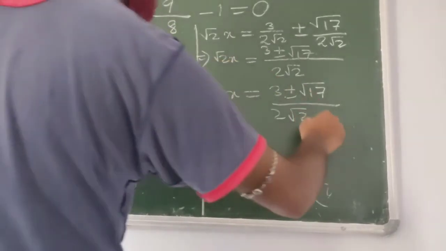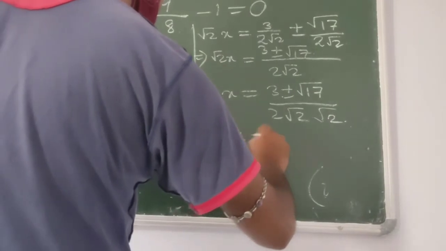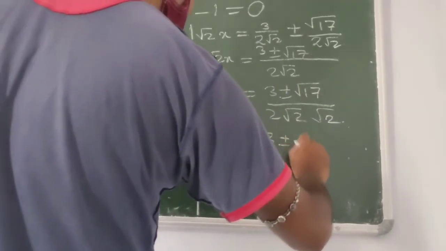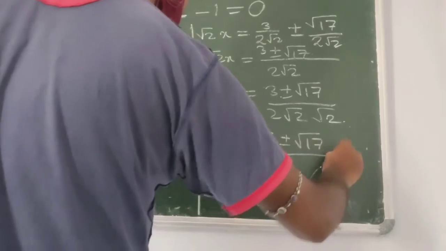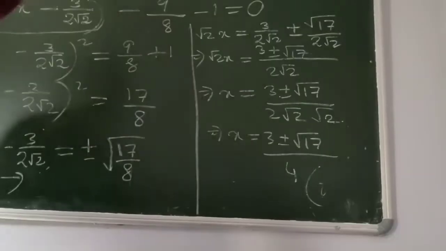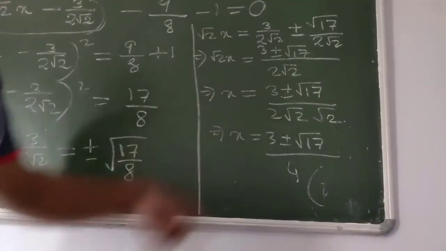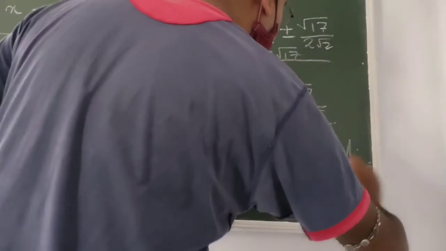And this root 2 will come down and written as root 2. Now x will be equal to 3 plus minus root over 17 divided by root 2 into root 2 is 2, 2 2s are 4. So either x equal to 3 plus root 17 by 4 or x equal to 3 minus root 17 by 4. This is your answer.